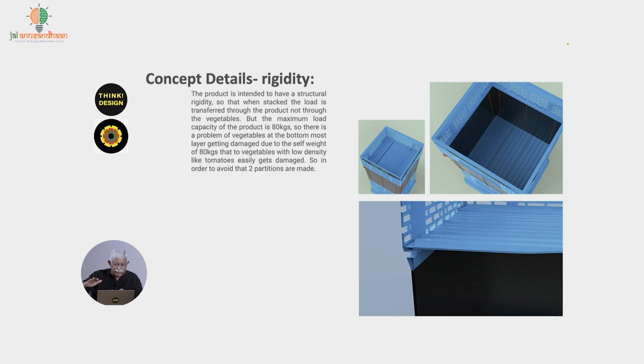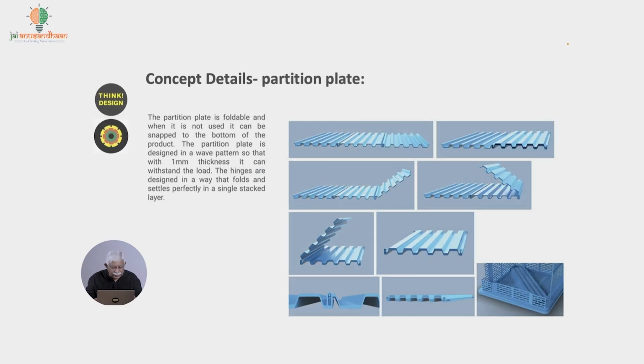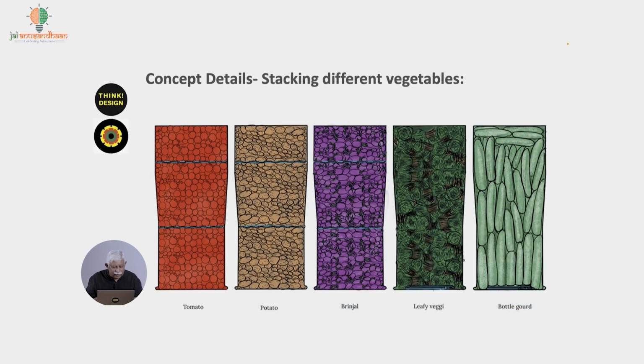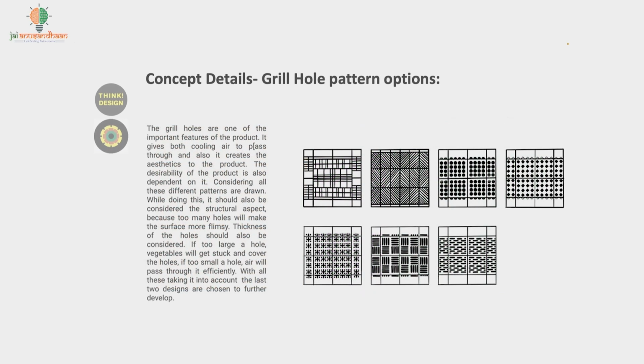So, you need a rigid structure in between. How do you actually place it? What kind of partition should it be? What mechanism do I need to use here? You can look at it if it's tomato, potato, brinjal, leafy vegetables, or bottle gourd. There are many ways that you can stack the vegetables inside this.